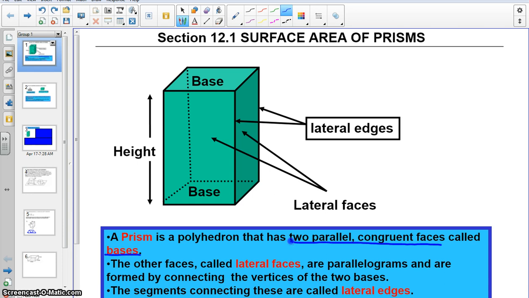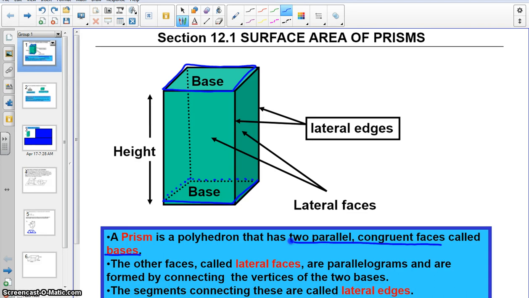This is really important. Again, two parallel and congruent faces that we call the bases. So I'll highlight the first one here, which is on the bottom, and then one on the top. It is important to realize though, base does not mean bottom. We'll talk about this a little bit later in the video.